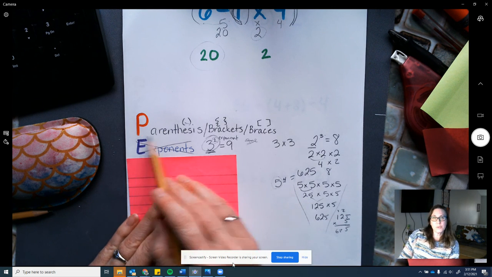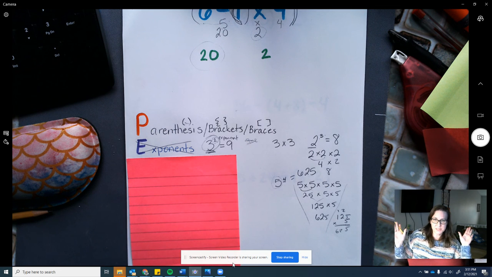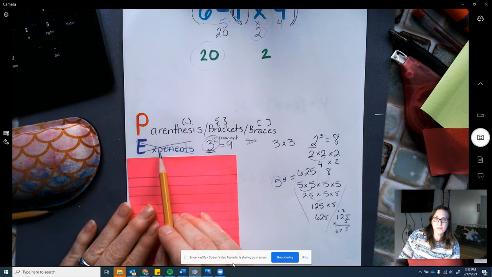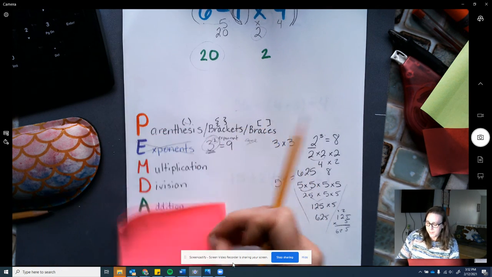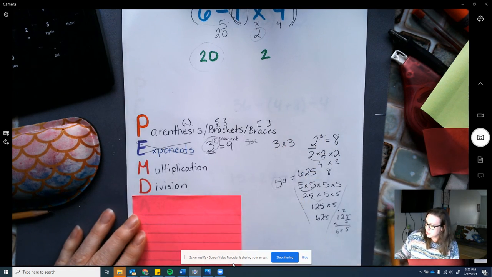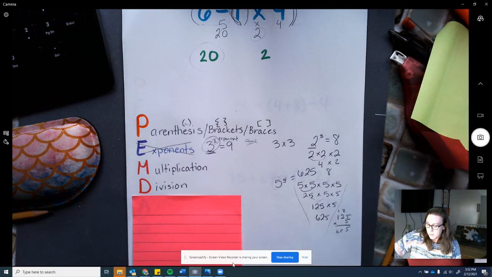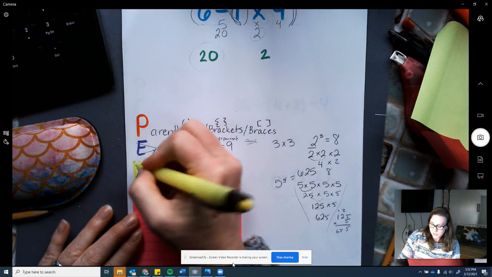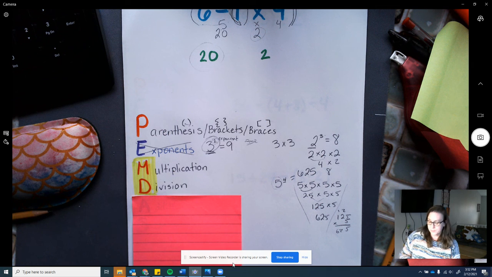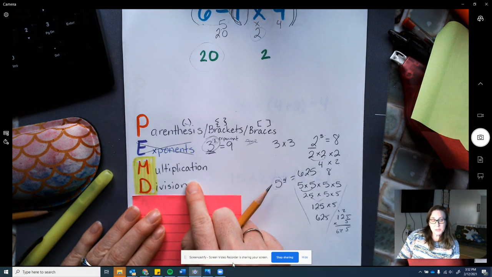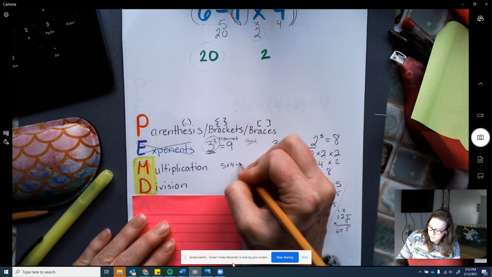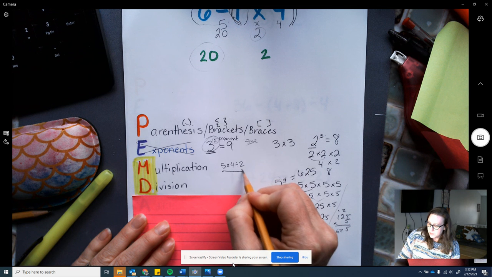So you always look for parentheses first and do anything that's in the parentheses first. Then you have to look at, are there any exponents? And we have to take care of the exponents next. Then we look for anything that is multiplication and division. Now this is really, really important. Between multiplication and division, one is not more important than the other. They are equally important. So when you come across multiplication and division, if there's a problem like 5 times 4 divided by 2, you go left to right.